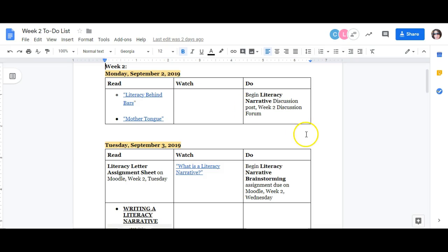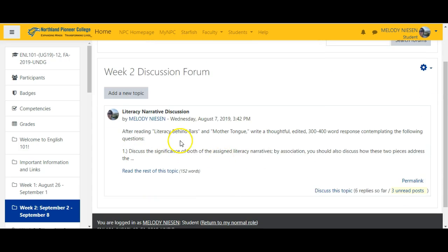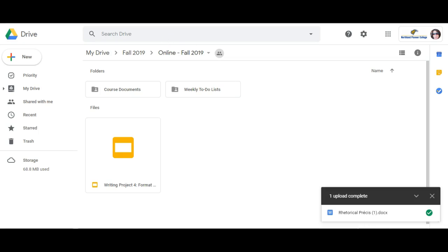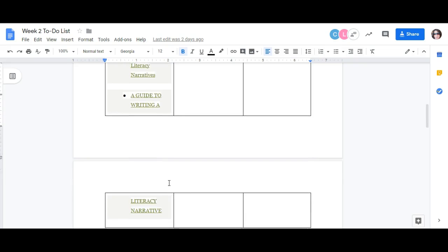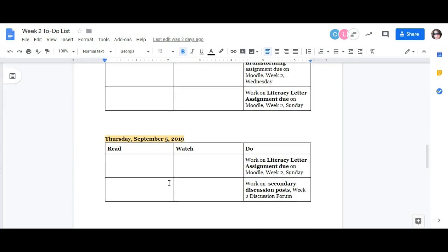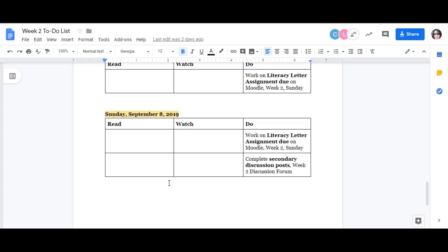There is also a literacy narrative discussion post on the week 2 discussion forum. I'm tripping over my tongue this morning. This asks you to think a little bit about the 2 different literacy narratives that you will read today. And then moving on, we will get into the literacy letter assignment sheet, which I will discuss in just a second, do some reading about writing literacy narratives, and then Wednesday, Thursday, and Friday, you have time to work on your literacy letter, and the literacy letter will be due on Sunday, along with your secondary discussion posts.